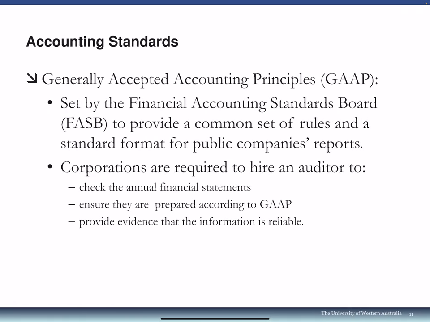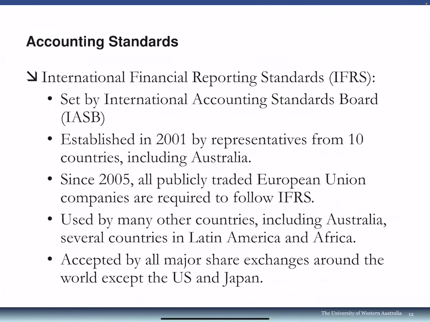Generally accepted accounting principles, or GAAP, is the one mentioned in Buffett's letter, right? It is set by the Financial Accounting Standards Board, FASB, to provide a common set of rules and a standard format for public companies' reports. As you can see, if you are an Australian investor and are familiar with all the accounting rules here, it doesn't necessarily mean you can perfectly transfer that expertise to analyzing companies listed in the US. And if you want to find out more about differences between GAAP and IFRS, please feel free to Google them.